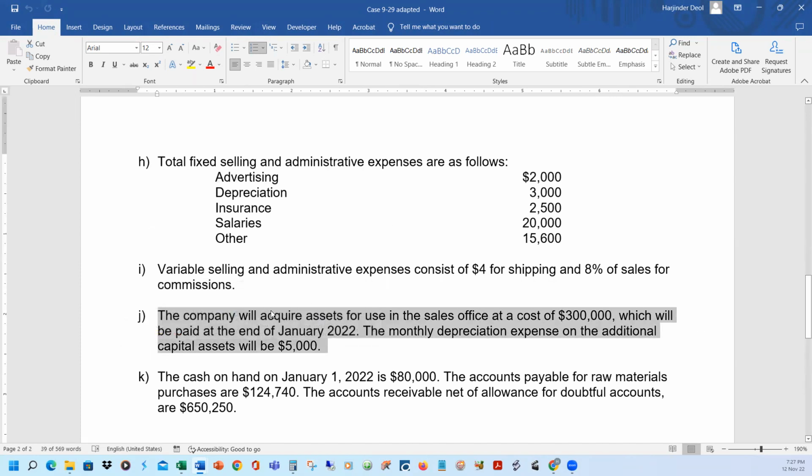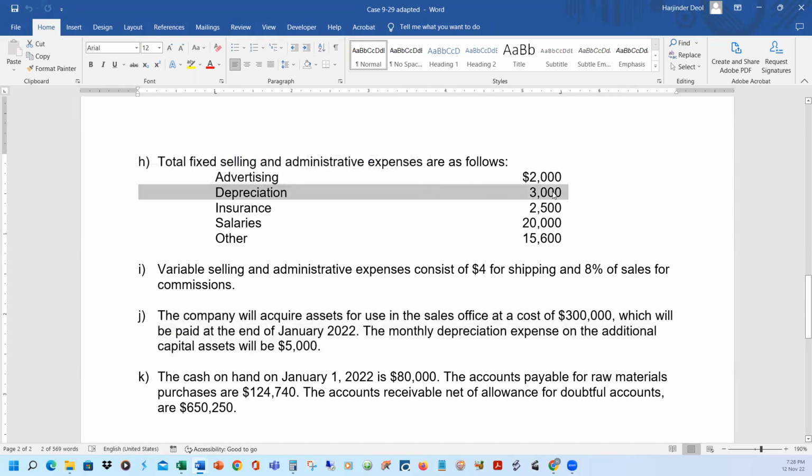The company will acquire assets for use in the sales office at a cost of $300,000, which will be paid at the end of January 2022. The monthly depreciation expense on the additional capital assets will be $5,000. You can see certainly the $3,000 depreciation that we've been given currently doesn't include the additional depreciation.